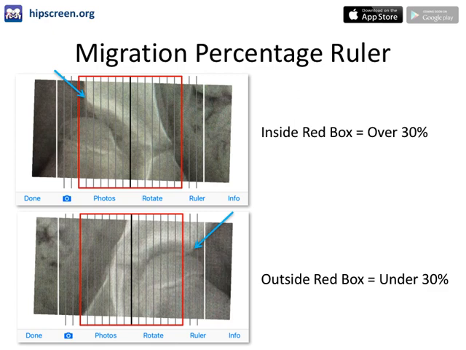The migration percentage is over 30%, regardless of whether you're on the right side of the screen or the left-hand side of the screen, because we've connected the danger zone areas to create the red box. If it's outside of the red box, it's under 30%. That's it. So you don't need to measure.